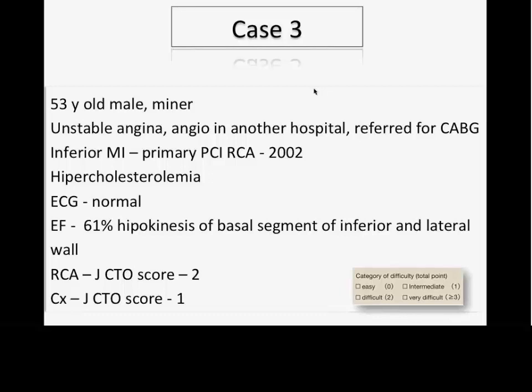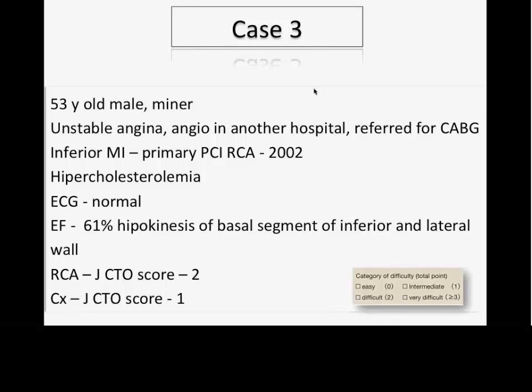Okay. And this is the case of a 50-year-old male. He was a miner. He was admitted to another hospital with unstable angina. In this hospital, they performed the angio and referred him for CABG. The patient was treated by me in 2002 with inferior MI and primary PCI to the RCA. He had very good function of the left ventricle and a normal ECG.